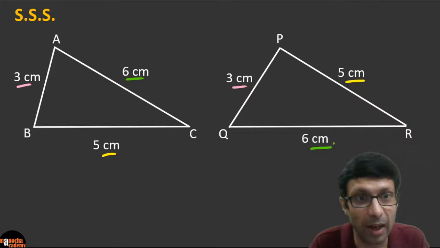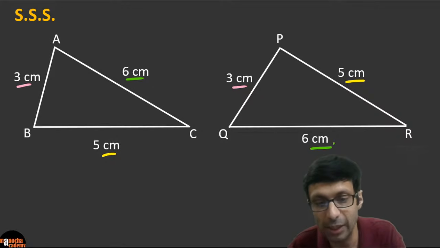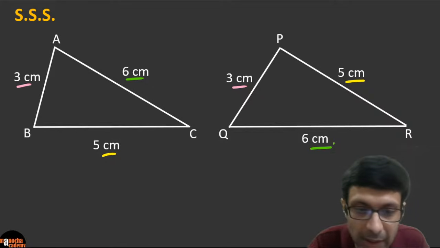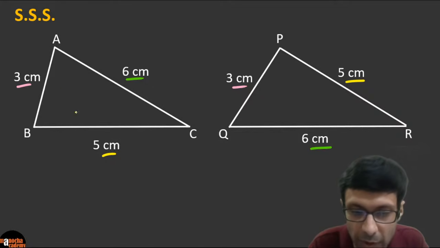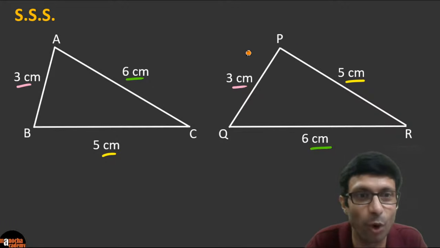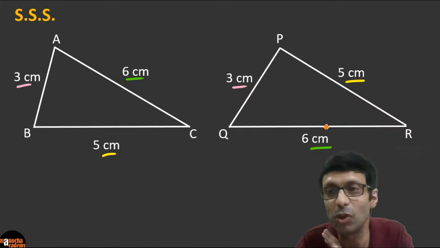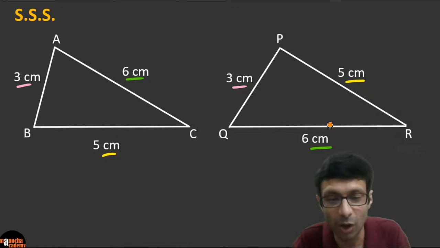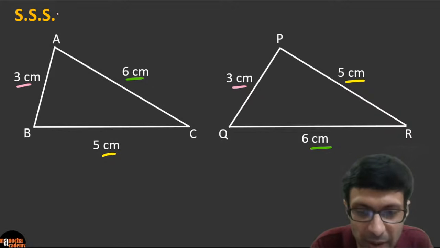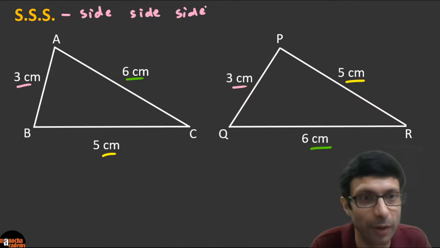So they need not be exactly corresponding that way. It doesn't have to be that the base has to be the same. So if this is 5, this can be 6, because remember, we can obviously rotate it. The excellent, nice thing about these criteria is we don't have to do any rotation or flipping. We just have to check, are the 3 sides equal or not? SSS basically means side, side, side. Are the 3 sides equal or not?